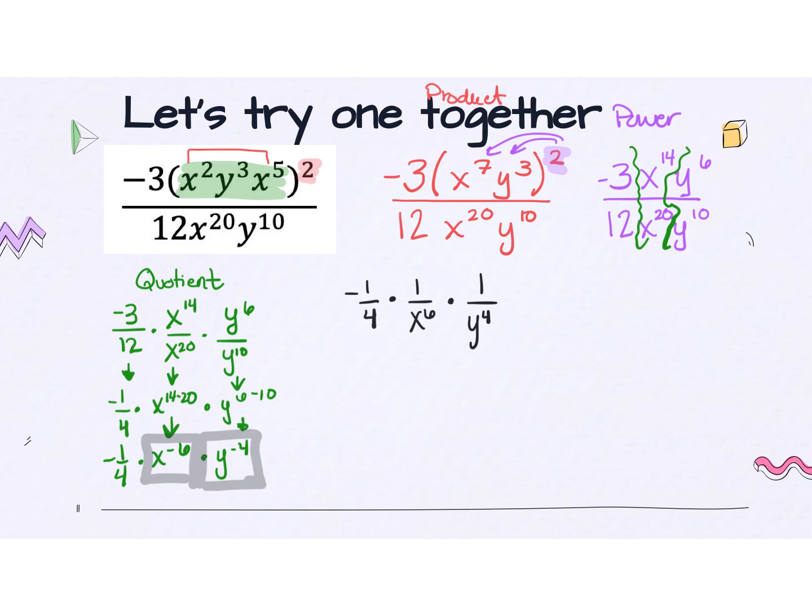And now you have to put everything back together. So I have 1s straight across the top, and it's negative. Doesn't matter where you put the negative. I have 4 in the denominator, x to the power of 6, y to the power of 4. And there you go.